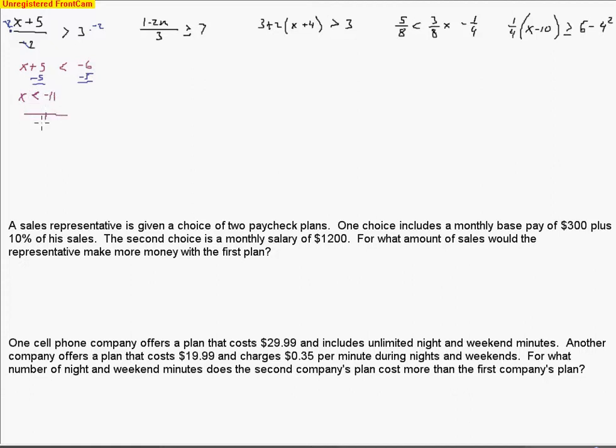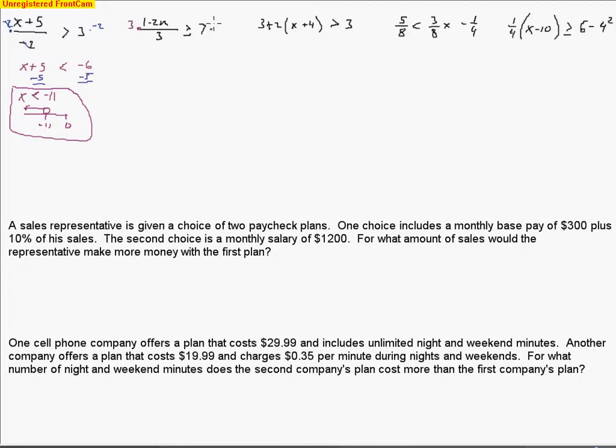So I'll put -11 in the center, 0 will be off to the right. Less than means open circle, and less means to the left, and that would be what we have. Let's take a look at our next one. Same sort of thing. We're going to multiply by 3.